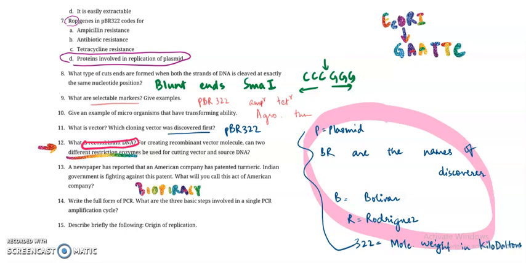Write the full form of PCR. It is polymerase chain reaction. What are the three basic steps? So it is denaturation, it is annealing, it is extension. Again, I would like to request everyone that please do mention temperatures here, which are very, very useful, and what all happens in this process.